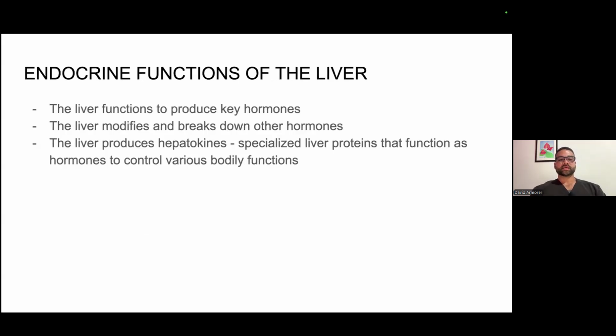Moving on now to the second part of the talk tonight, the endocrine functions of the liver. So the liver functions in different ways to exert endocrine effects within the body. So the liver functions to produce key hormones. It functions to modify and break down other hormones. And it also functions to produce hepatokines, which are specialized liver proteins that function as hormones to control various bodily functions.